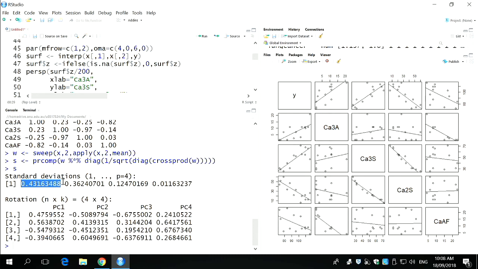So, the first principal component, that is the first direction in this space, has standard deviation 0.431. The second one has standard deviation 0.362. The third one, 0.124. And the fourth one, 0.011. Now, what I want you to notice about that last one is that it's a lot closer to zero than the first three, right? So the standard deviations for your four principal components are big, big, big, small.